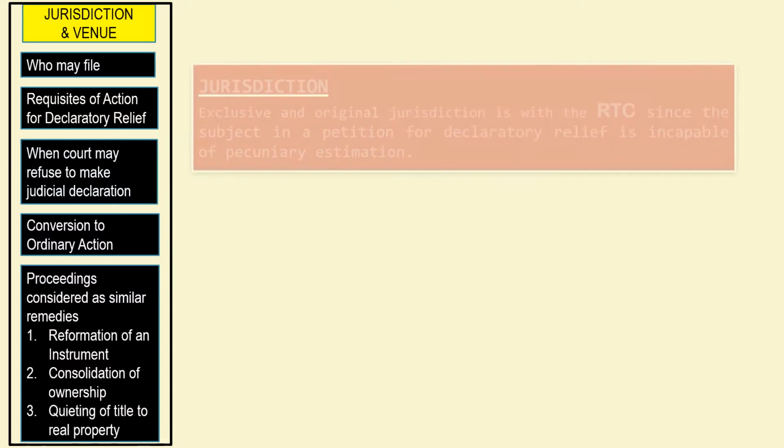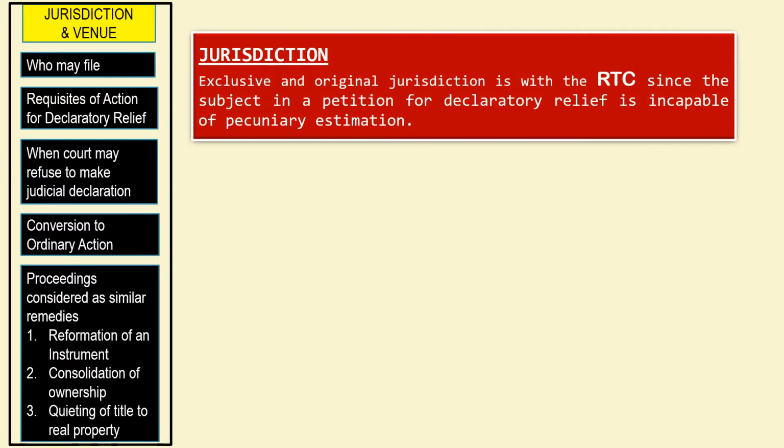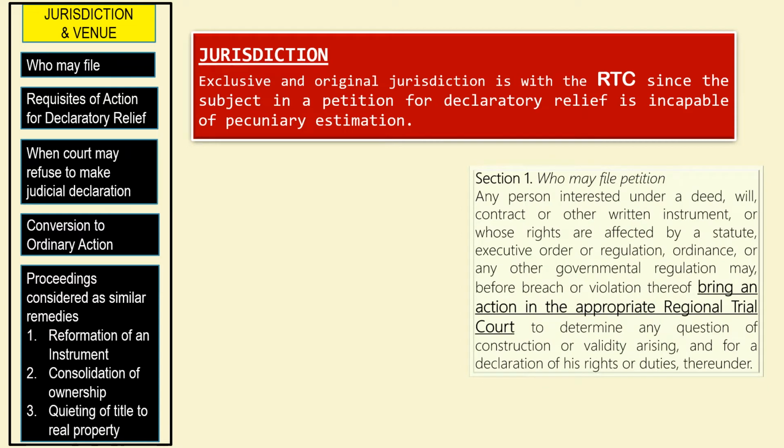Sino ba ang may jurisdiction? Answer is RTC. Take note ha, RTC has exclusive and original jurisdiction. Bakit? Because your subject in a petition for declaratory relief is one that is not capable of pecuniary estimation. Ulit, ang subject sa petition for declaratory relief is one which is not capable of pecuniary estimation. Also, if you're going to read your Section 1, Rule 63, malinaw, ano ang sinasabi dyan? You must bring your action or petition for declaratory relief in the appropriate RTC.